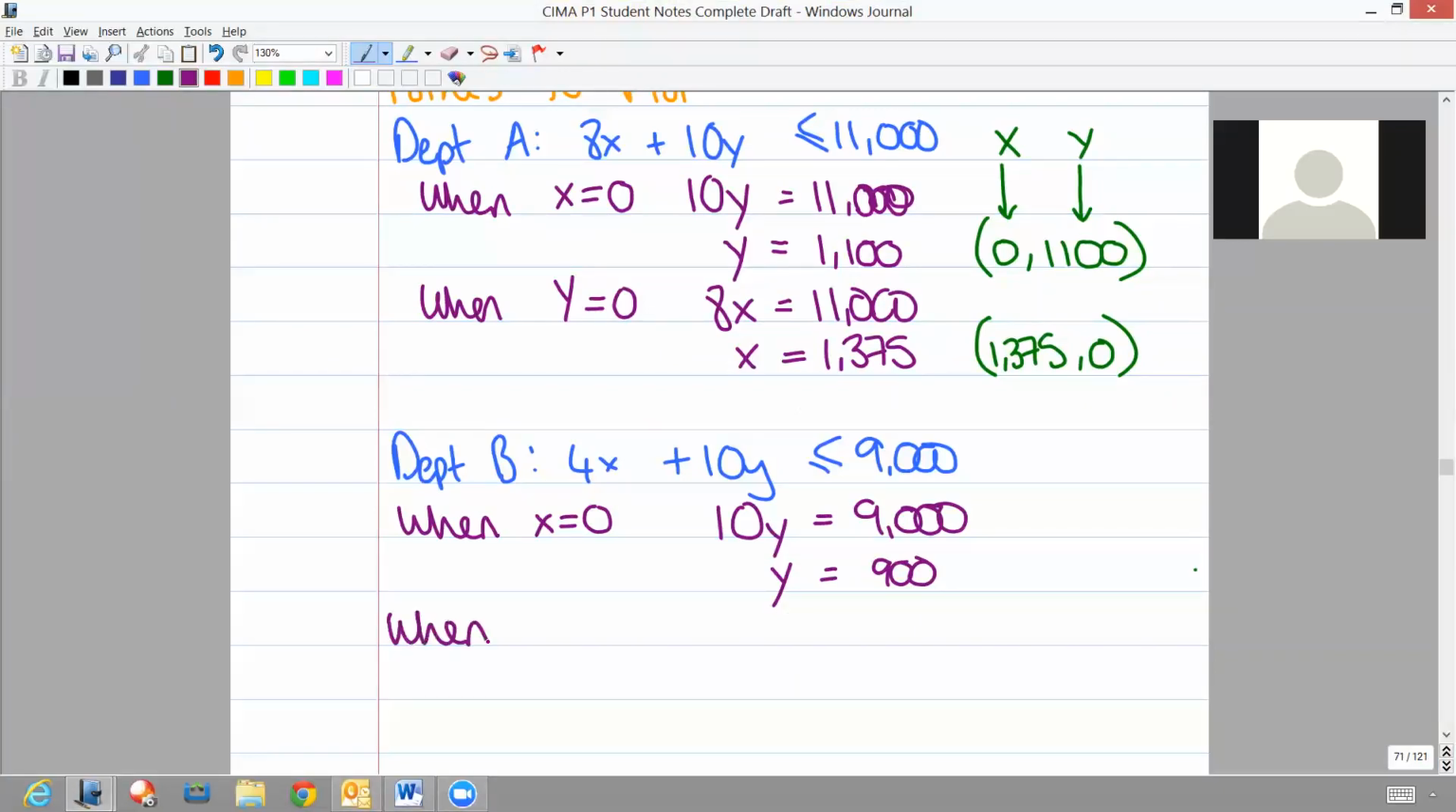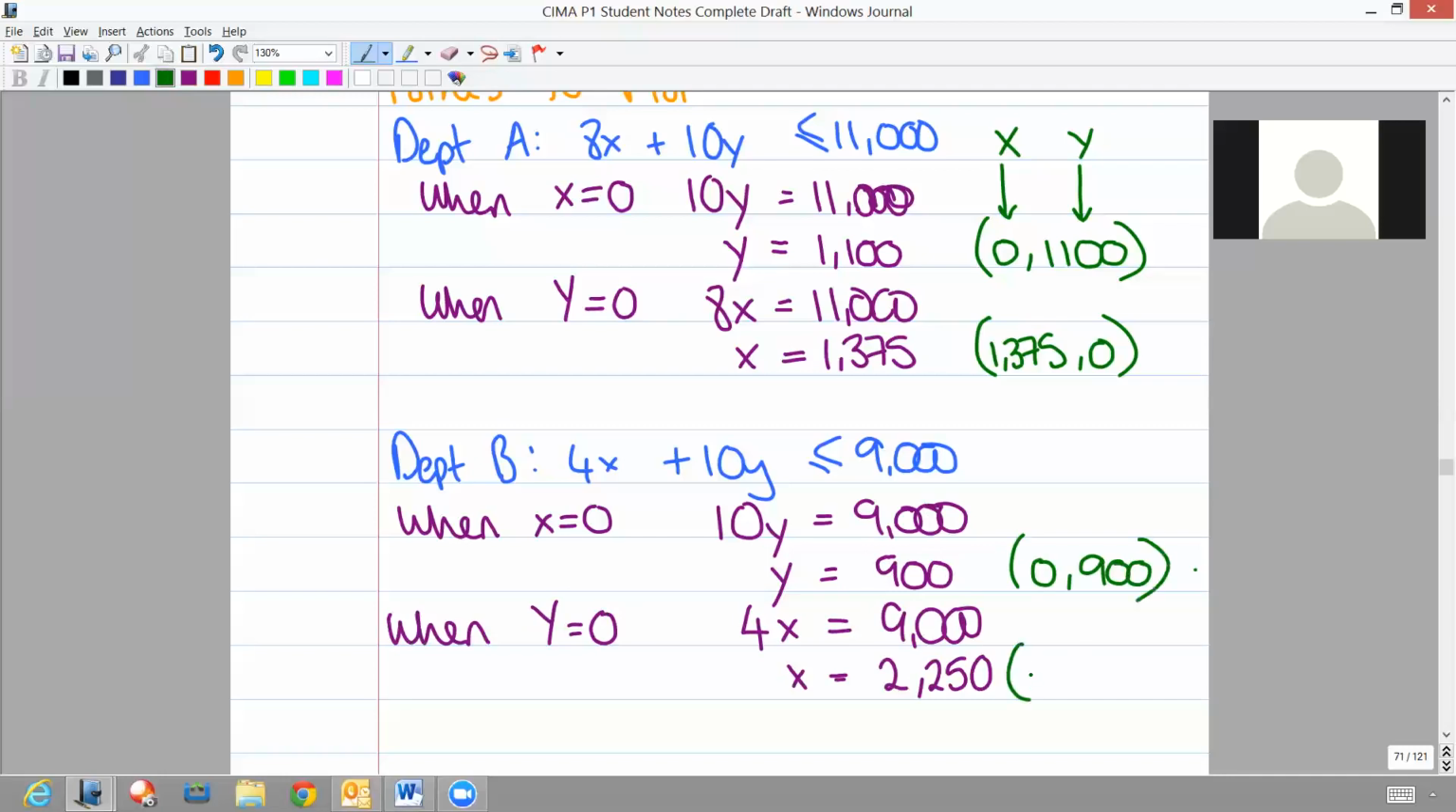However, when y equals 0, for x, 4x equals 9,000, therefore x must equal 2,250. So you now again have coordinates. Your y coordinate is 900 and your x coordinate is 2,250. Okay?